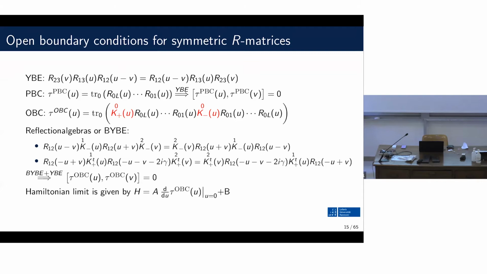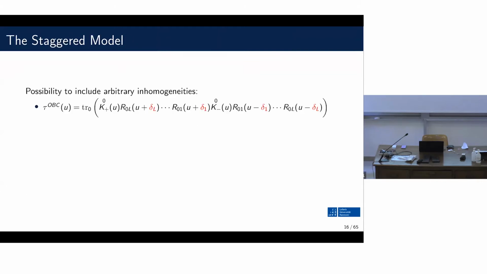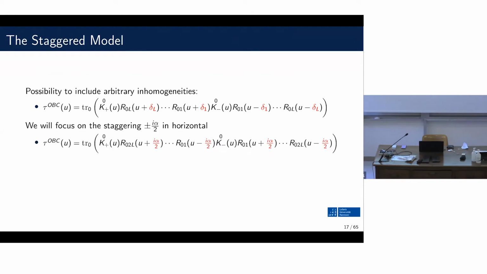So this is for the open boundary, and let's introduce staggered models. You can do the same integrable construction. You don't spoil integrability when you introduce some inhomogeneities. This was the multi-parameter space which I'm talking about. However, we will restrict here to a very small subspace, which means that we have alternating staggering.